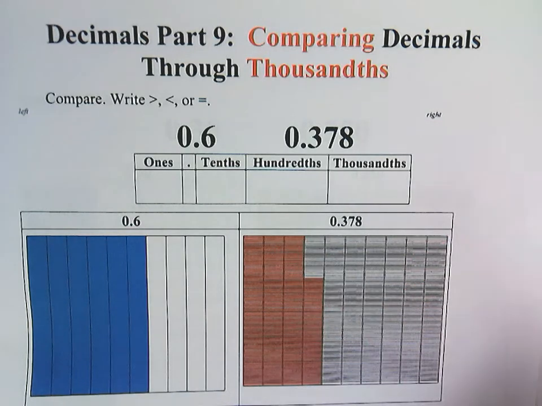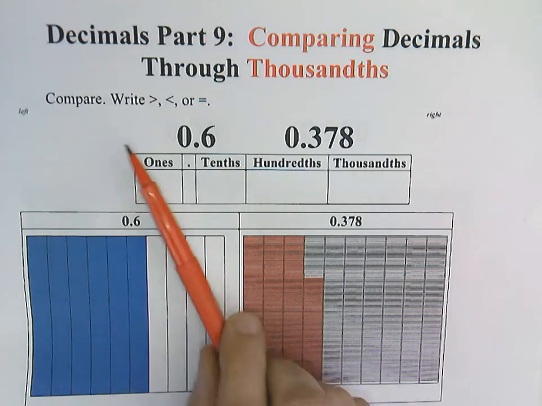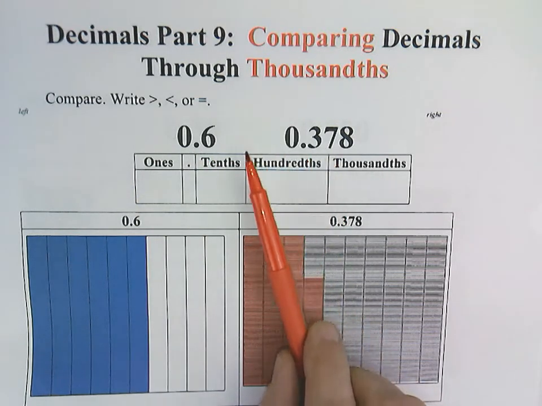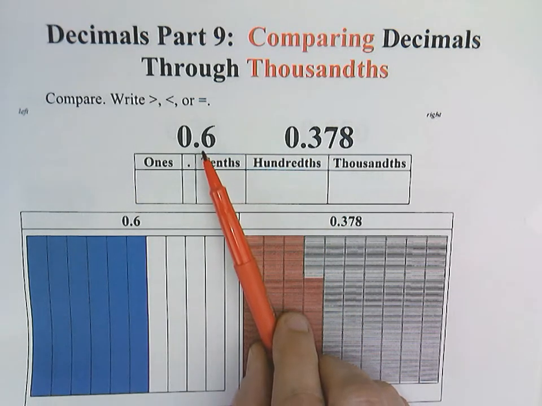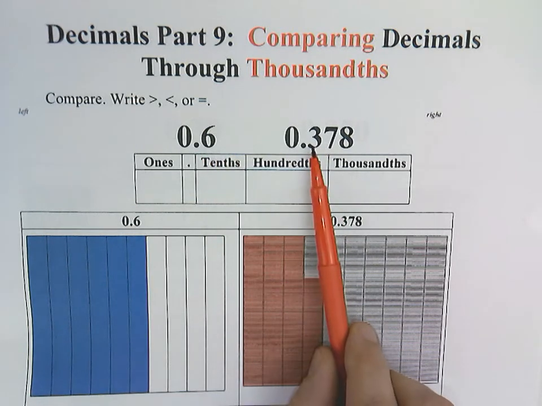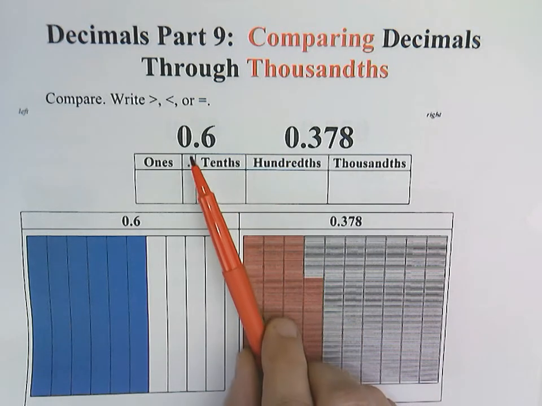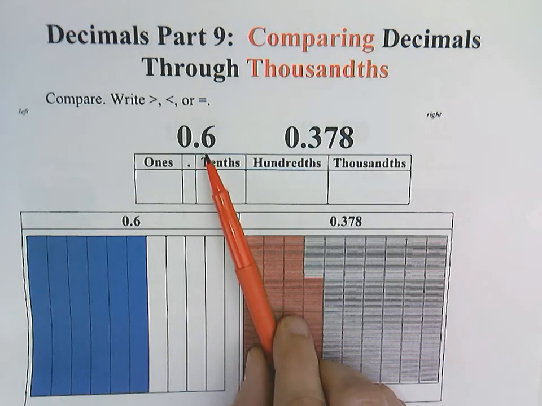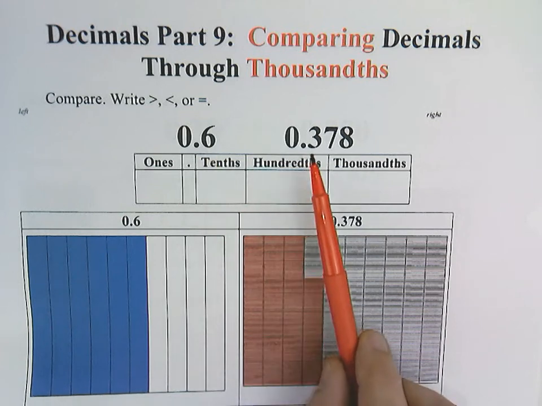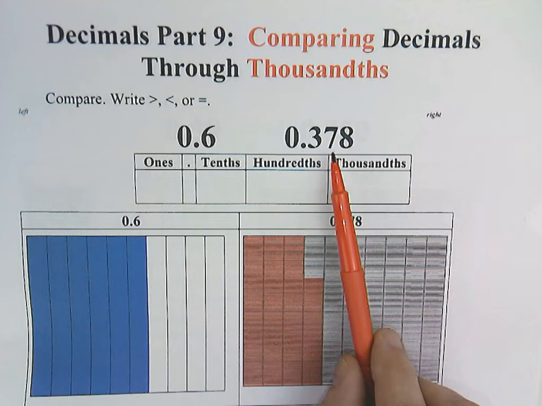And comparing means that we take the two numbers and we put them side by side, one on the left side and one on the right side. And we're comparing to see if the left one is going to be greater than the one on the right. Is it going to be less than the one on the right or equal to the one on the right? So again, for example, we have 6/10ths here on the left, and we're comparing it to 378 thousandths on the right side.